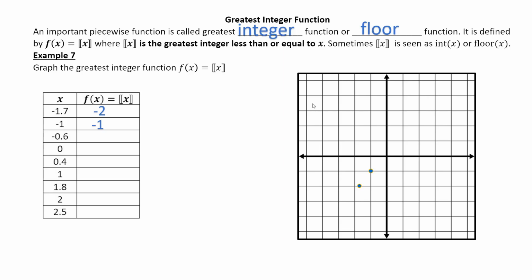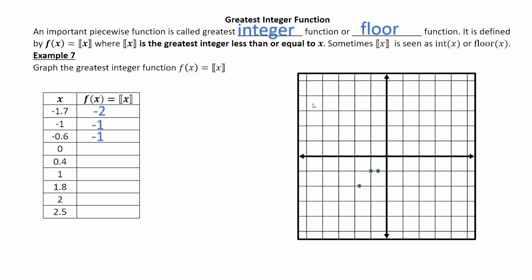Now, -0.6. The greatest integer less than or equal to -0.6 is -1. So you're looking for the integer that is just less than whatever that number is. So it's the integer you would find if you go to the left on the number line, the first integer you come to, that's the greatest integer less than or equal to whatever your number is. Unless it's an integer, and then you just stay there. So for -0.6, the next integer down from that is -1. So the point -0.6, -1 is on this graph.